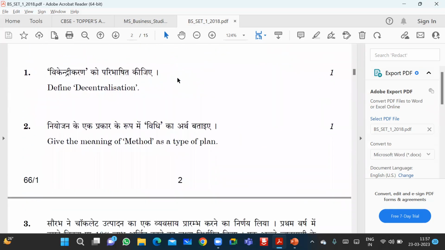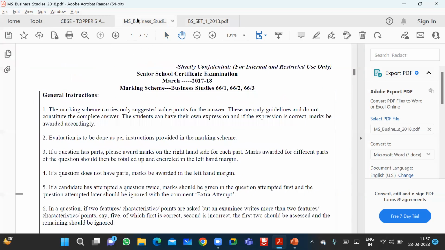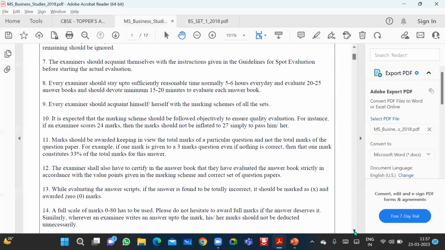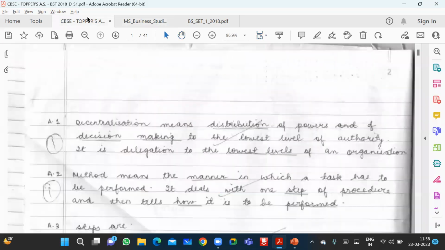Now see, what is the first question? It is: define decentralization. And this is the CBSE marking scheme. Under the CBSE marking scheme, you can see how the marks have been allocated. For this point, CBSE will give you 1 mark if you write the correct explanation of the meaning of decentralization. So let's see how the topper has written the answer.